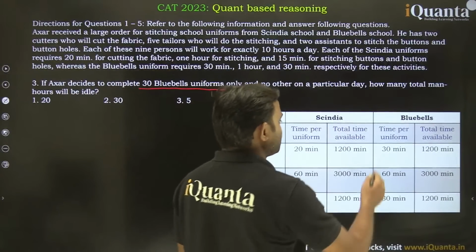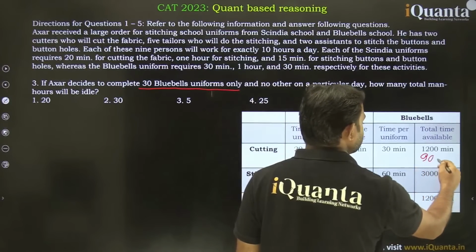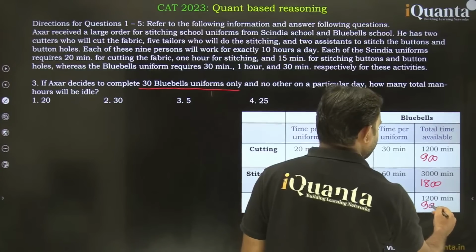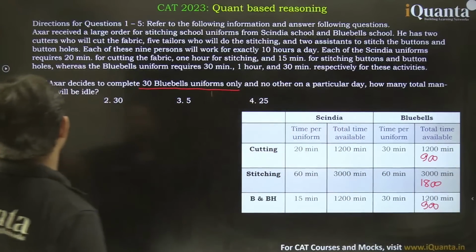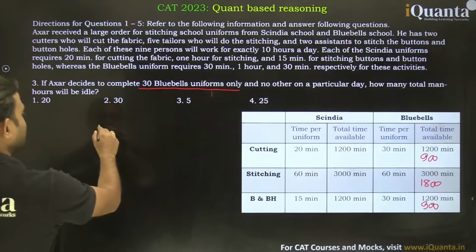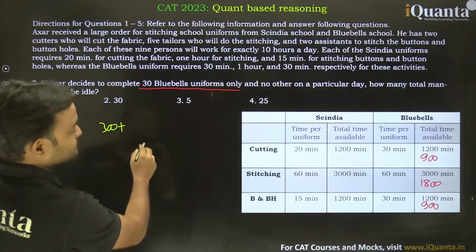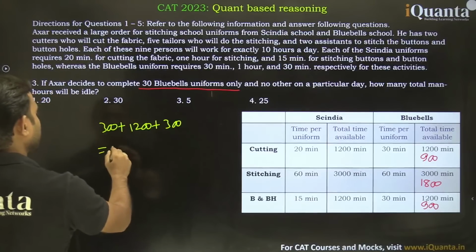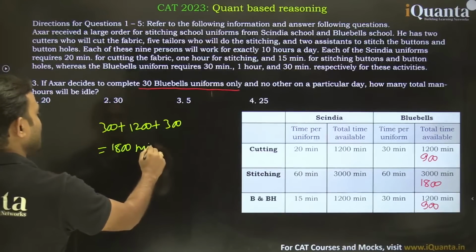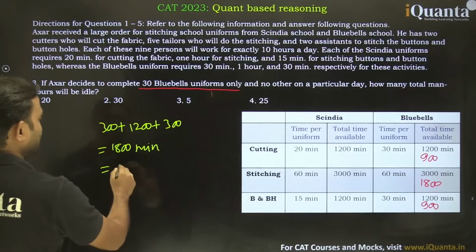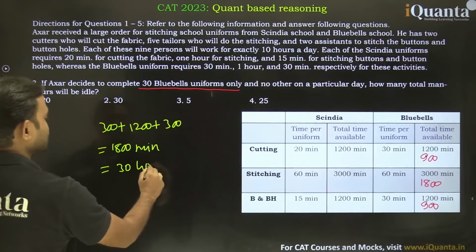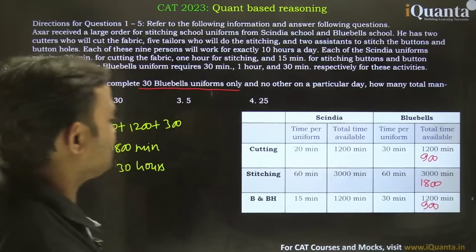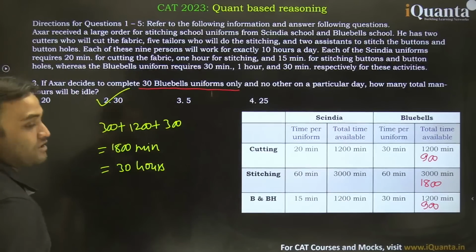So 30 uniforms, 30 into 30 will be 900 minutes, 60 into 30 will be 1800 minutes, 30 into 30 will be 900 minutes. These are the minutes that have already been used. So what's left? 300 plus 1200 minutes plus 300 minutes, which is equal to 1800 minutes left, or we can say 1800 upon 60, which is 30 hours. 30 man hours are left, hence the second option.